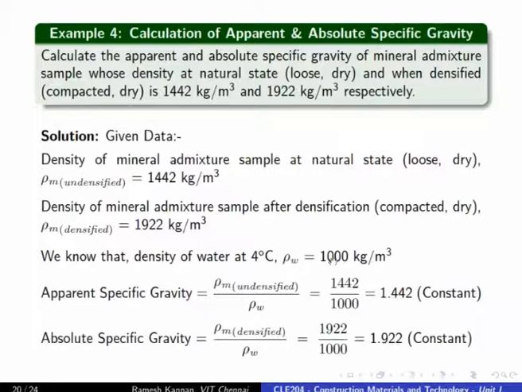And we also know the reference material is water, which has a density of 1000 kilogram per meter cube. Apparent specific gravity is taken from the undensified value, which includes the inherent voids and air present in the material sample. This is 1442 divided by 1000, which is 1.442. But absolute specific gravity is the true specific gravity, which is 1922 divided by 1000, so 1.922. These are the characteristics of absolute specific gravity and apparent specific gravity.